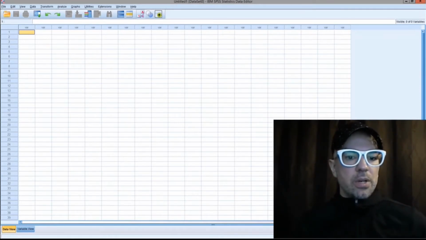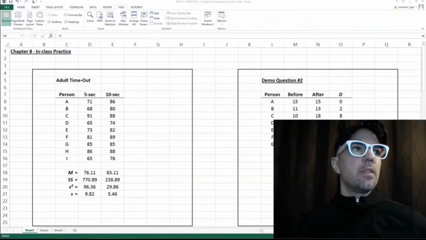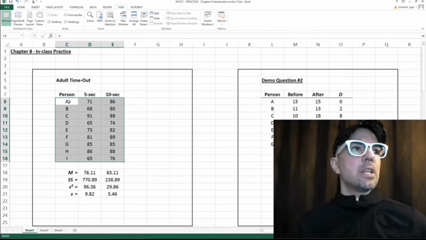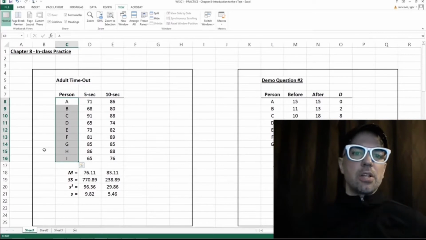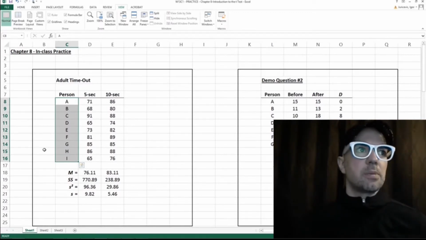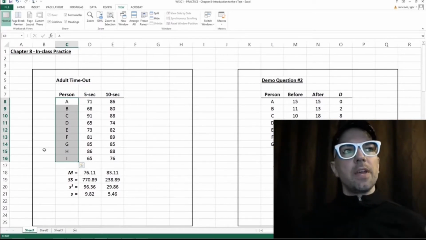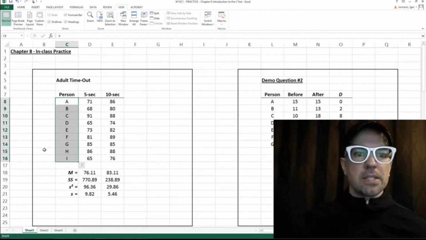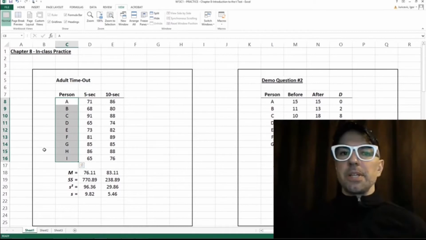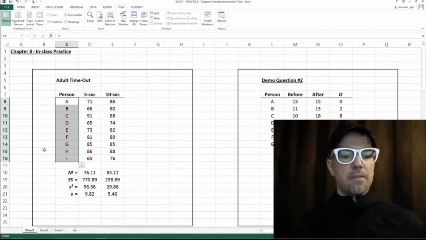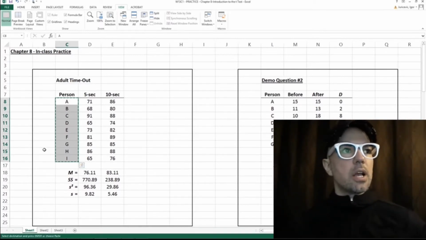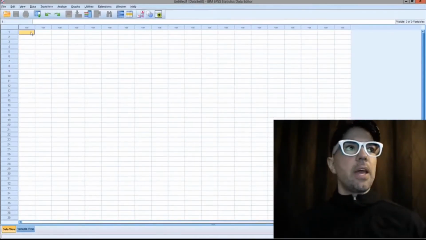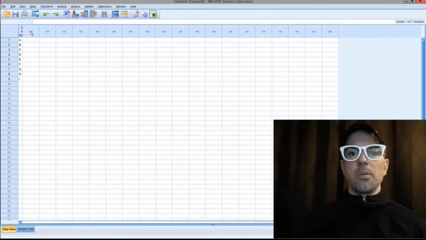So we're going to do a couple of things here. We need to move this data into SPSS. The first thing that I'm going to do, and this is unnecessary, but I'm going to do it to show you a couple of features of SPSS, is move in the labels that we have for each participant. We call these participants A, B, C, D, E, F, G, H, I. So we're going to copy that, go to SPSS, and paste that into row 1, column 1.